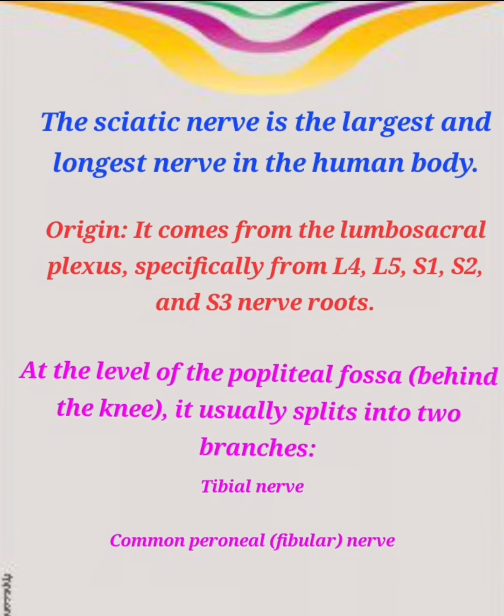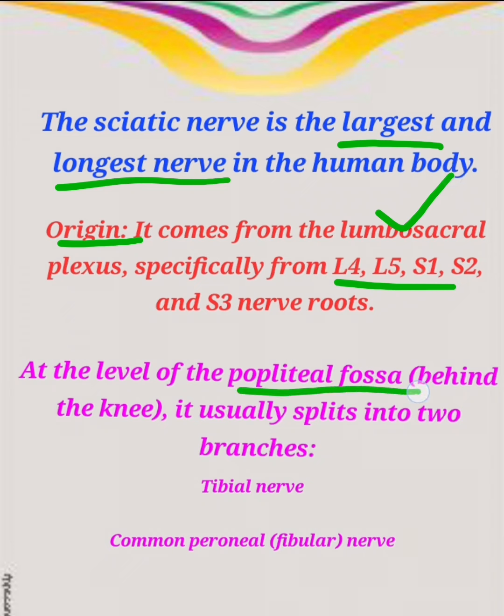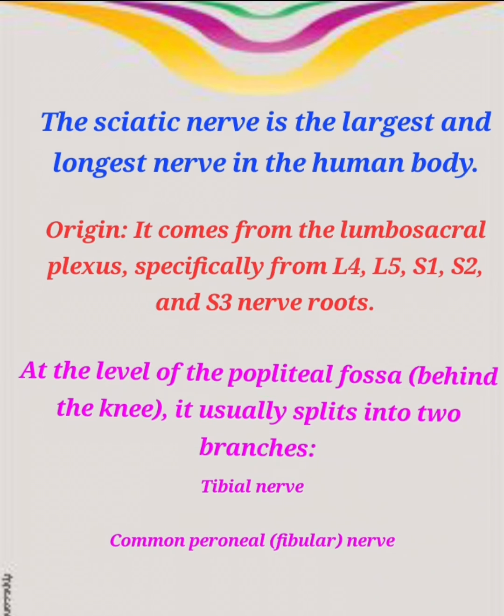Coming to the sciatic nerve, it is the largest and longest nerve of the human body, as it originates from the L4, L5, S1, S2 and S3 nerve roots from the lumbosacral plexus. Coming to its termination in the popliteal fossa, it is going to divide into terminal branches, the tibial and common peroneal nerve.